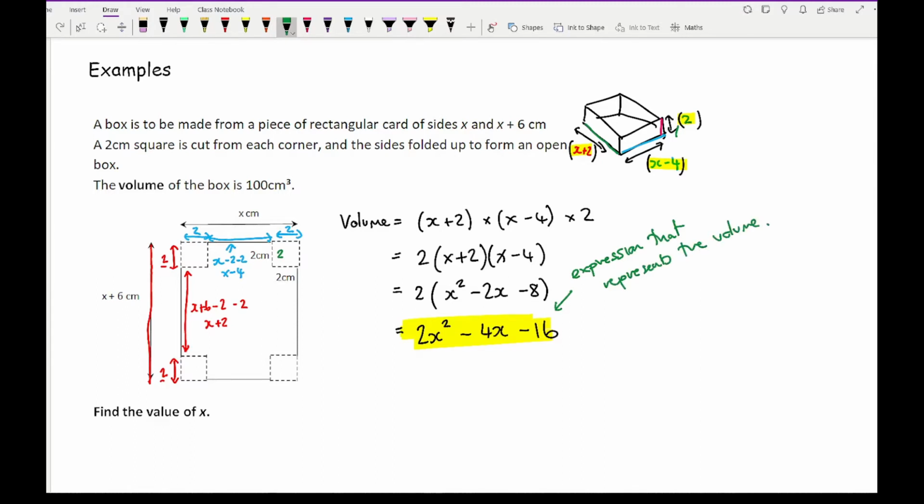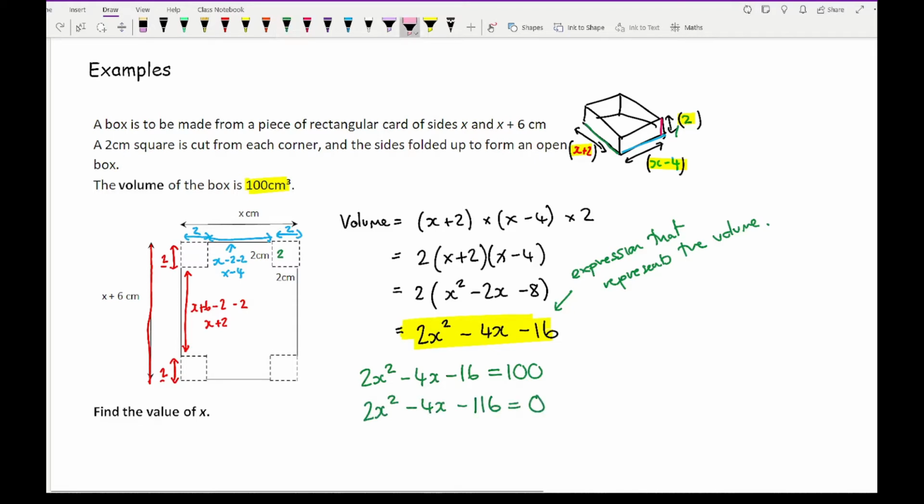Now sometimes in a question they may just ask you to show that the volume of the box is this expression. This question is actually asking me to go on to find out what x actually is. It tells me that the volume is equal to 100 centimeters cubed. So I've got to make this formula equal to 100. So I've got 2x squared minus 4x minus 16 equals 100. Now this is slowly starting to look like a quadratic, so what I need to do is make this equal to 0. Here I've got x squared minus 4x minus 116, and that equals 0.